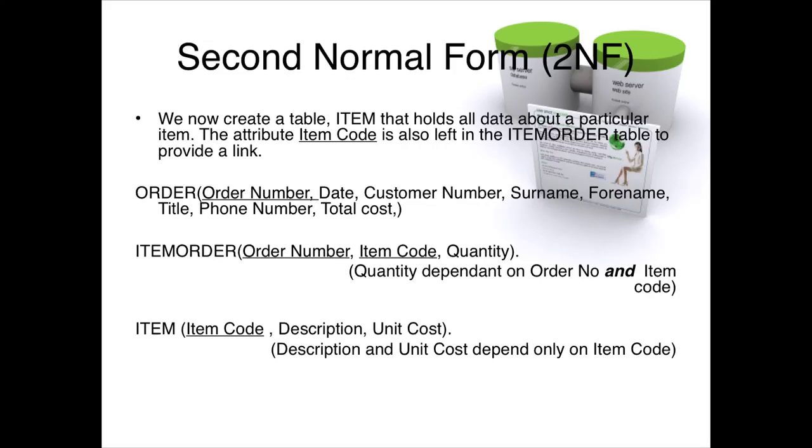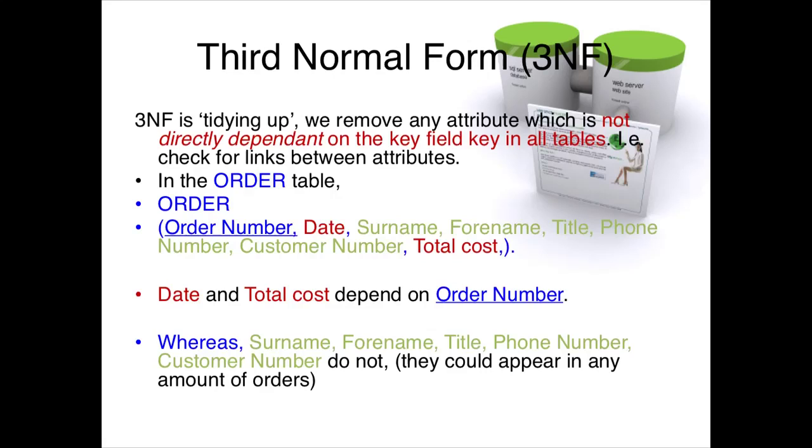So as you can see now, we've got three different tables. We've got our order table, which hasn't actually changed as yet. We've got our item order table, and we've now taken out the description and unit cost because they only relate to item code. That's all you have to do for second normal form.